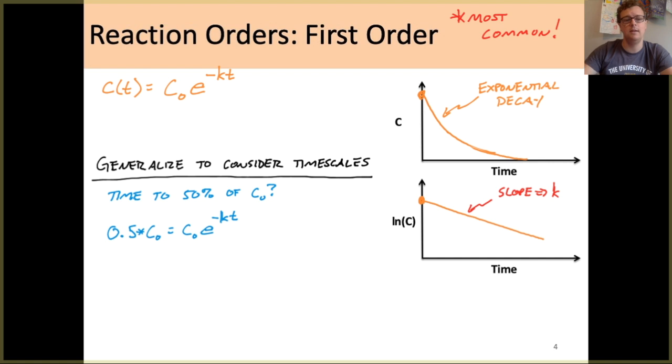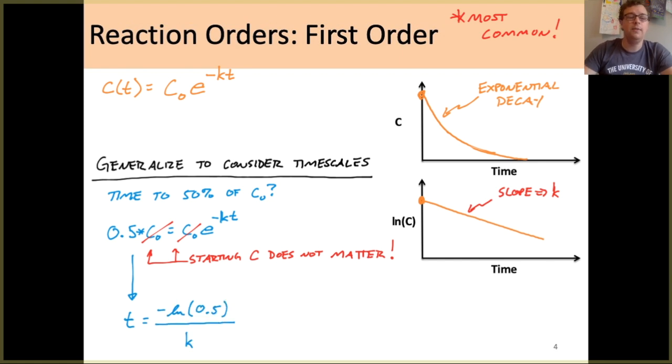Of course, C0 is on both sides, we could cancel that out. And what that actually means is that the initial concentration doesn't matter. These characteristic timescales are really useful to us because it doesn't matter what the starting concentration is. It will always take the same amount of time to remove half of that concentration, or to drop concentration by 50%. So we can do some algebra magic and turn this into an equation that says time equals minus the natural log of 0.5 over k.